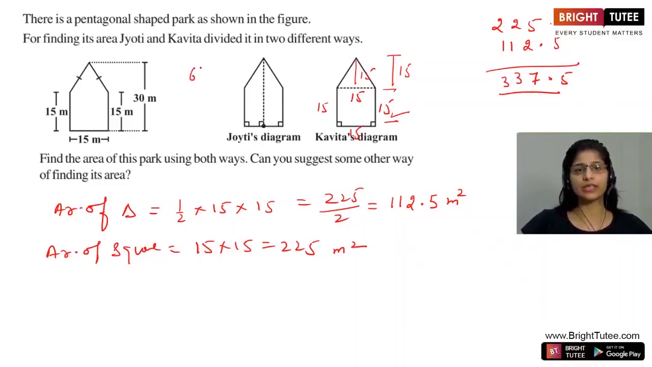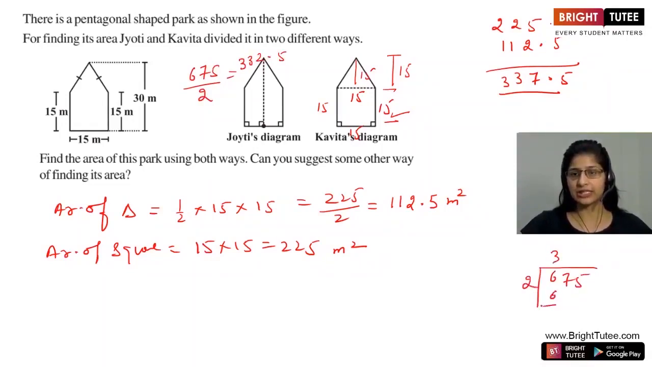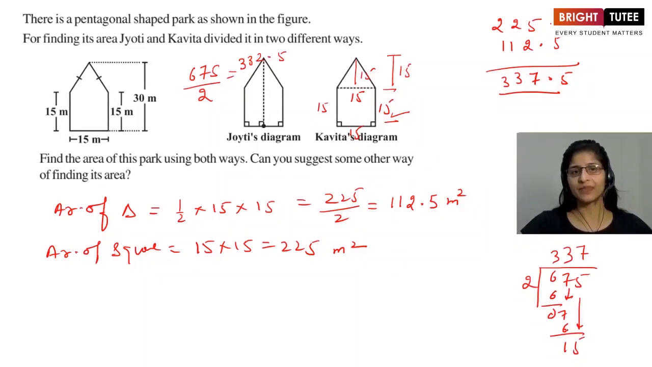According to Jyoti's, we were getting 675 upon 2. So I wrote by mistake 332.5. But see, when we divide 675 with 2, 2 threes are 6, right? 0, copy 7, 2 threes are 6. We are left with 1, and then we copy 5, 2 sevens are 14, we will get 337.5. So 337.5 is the answer for Jyoti also, not 332.5. Right? 332.5 is not the answer.